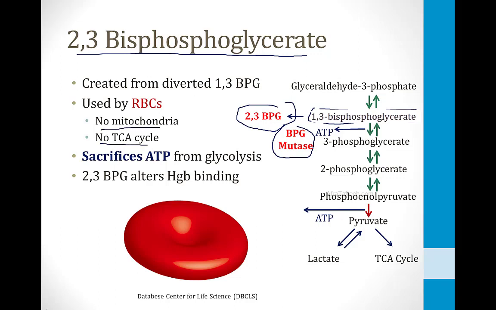Now, this is a big deal for red cells because they don't have mitochondria and they don't have the TCA cycle, so they depend on glycolysis for ATP. And by synthesizing molecules of 2,3-BPG, they are going to sacrifice ATP from glycolysis. Essentially, they are diverting molecules away from glycolysis. This is worth it, however, for the red cell to do because 2,3-BPG alters hemoglobin binding and helps the red cell deliver oxygen to tissues in certain settings.